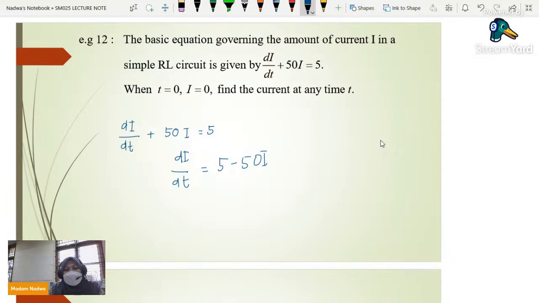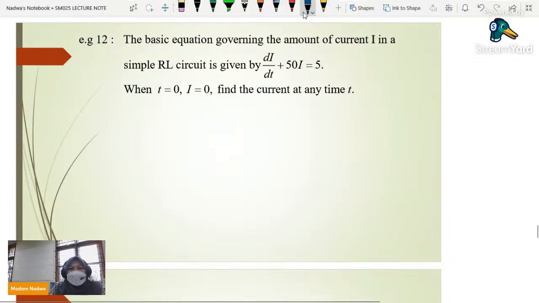Okay, so if we cannot separate them, or we can see that this is in the general form of our first order linear equation, we can straight away identify the technique of integrating factor. So saya tulis balik sebab tadi tak kemas. So di over dt plus 50i is equals to 5. So dalam kes ni, kita dah dapat satu general form of differential equation.